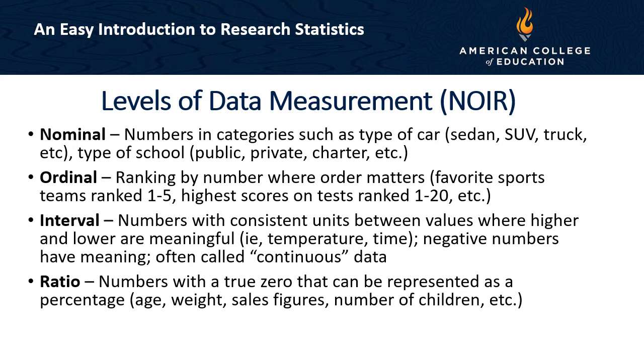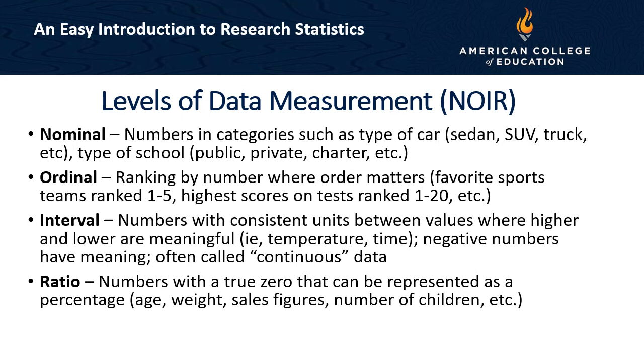Interval data are numbers with consistent units between the values, where higher and lower orders are meaningful. So temperature and time are really good examples of interval data. And oftentimes in interval data, negative numbers do have meaning. So these are often called continuous data. So with temperature, we can either have a positive temperature or we can go to a negative temperature, and really that scale is conceivably infinite in either direction. We can also think about time this way. So the clock just keeps moving around and around, and there's no real zero.